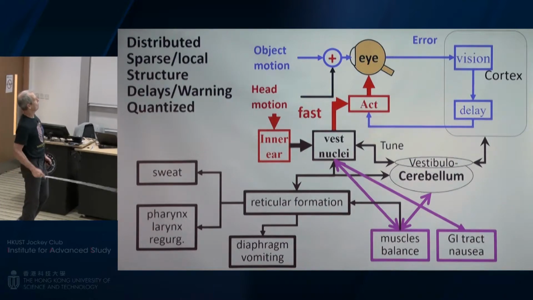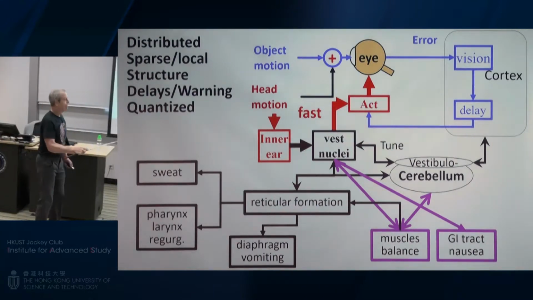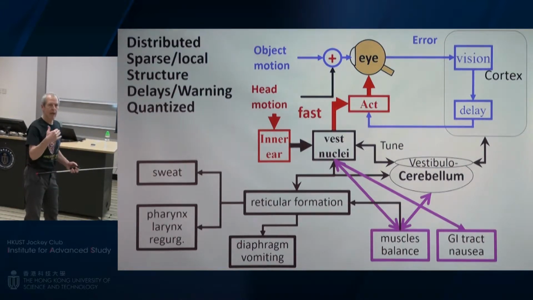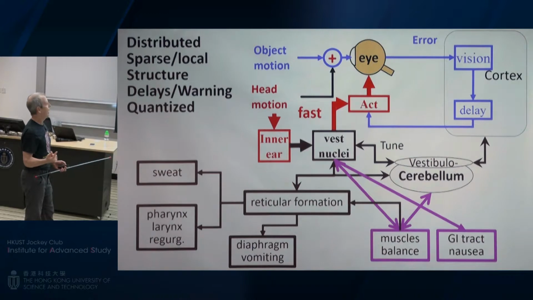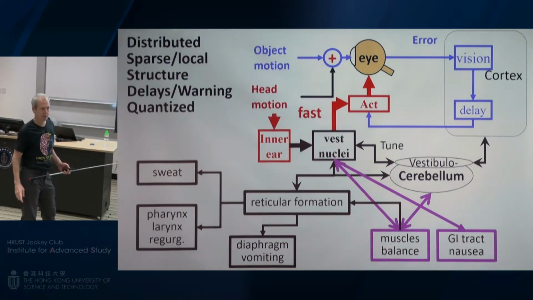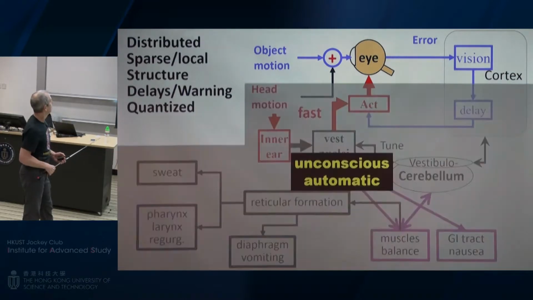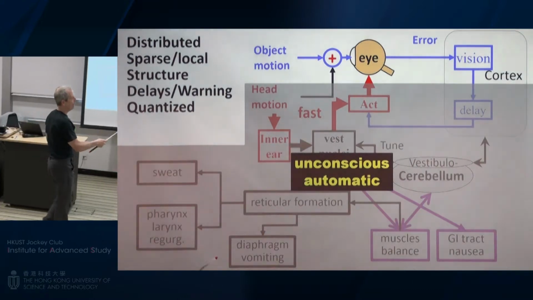This is a big picture. This system is distributed. It's got sparse interconnection. It's got a lot of local systems. It's got a lot of structure. It has delays internally, but you use advanced warning externally with vision to do planning. And everything's quantized all over the place. So we need a control theory that has all those features in it. This is all unconscious and automatic.